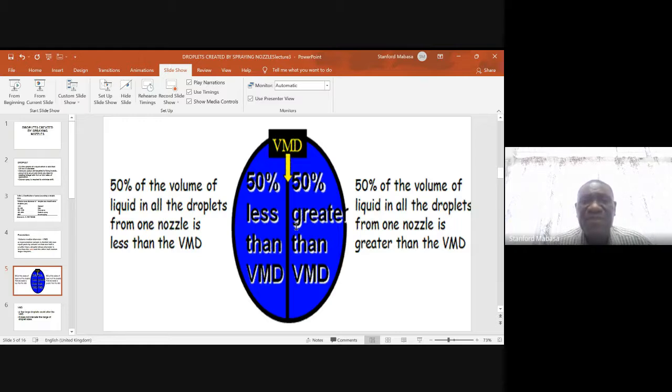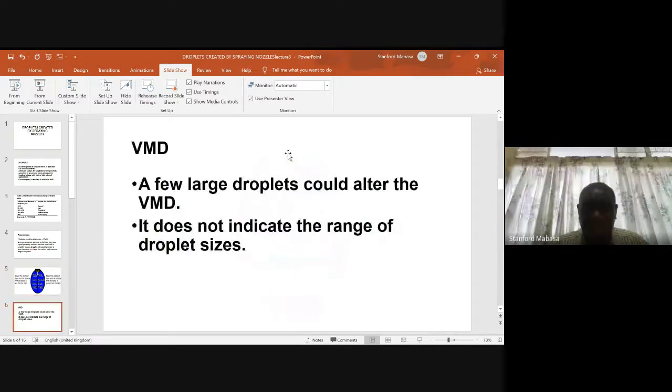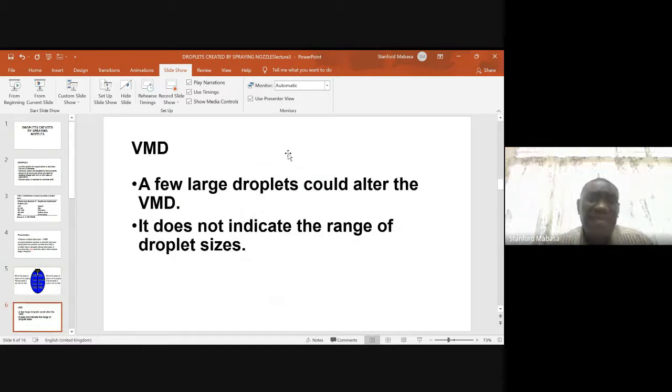If I use this picture, I can divide the sample into two equal parts so that we have a droplet which does not belong to any of that group. It forms the boundary between small droplets and what we call large droplets. And it is that which is representing the VMD. Probably to make it simple. With the VMD, a few large droplets could alter the VMD. It does not indicate the range of droplet sizes, since it is just a median.